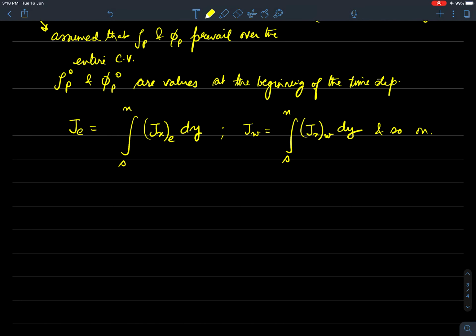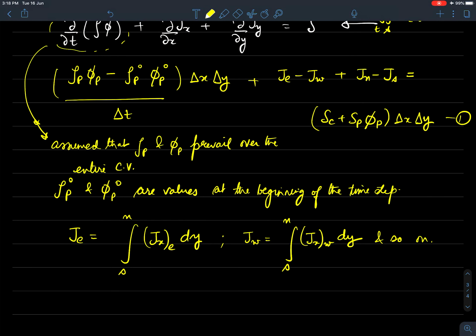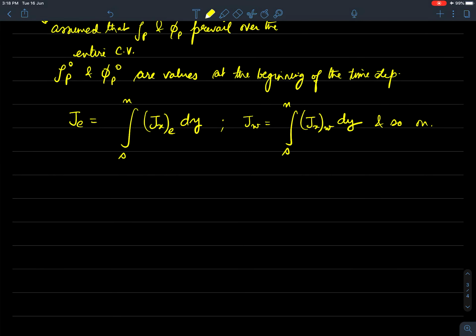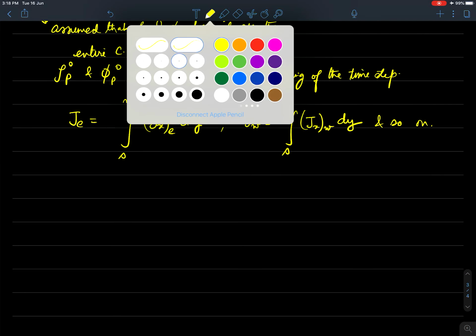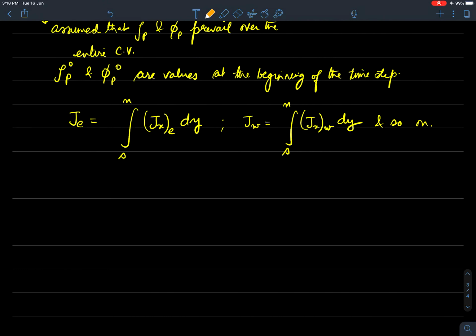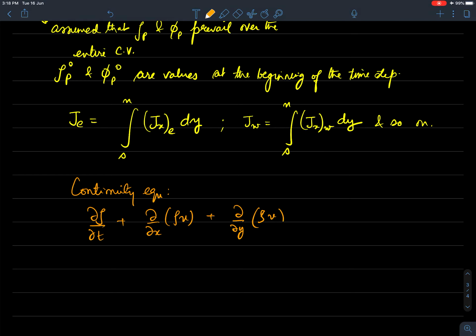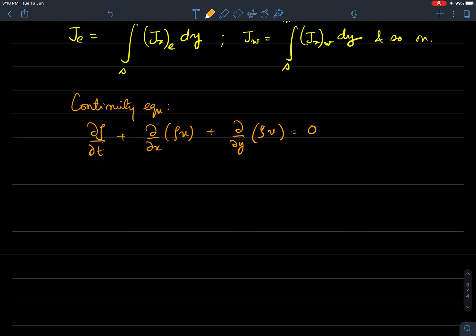Now to further simplify equation 1 that I have written here, I also need some information on rho P. We still don't know what rho P is, because this is the density at the new time step. What is the governing equation for rho? For that we can go to the continuity equation. The continuity equation says d rho dt plus d by dx of rho u plus d by dy of rho v is 0, and we integrate this equation over the same control volume.